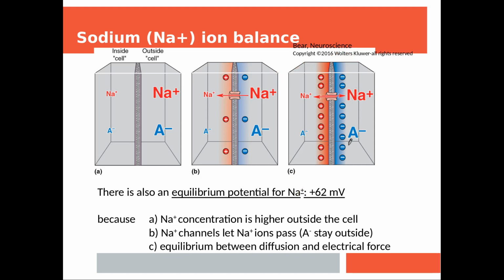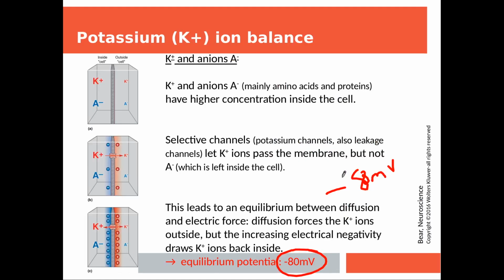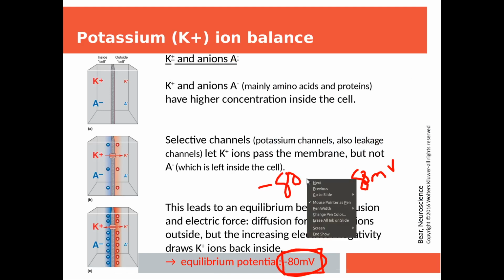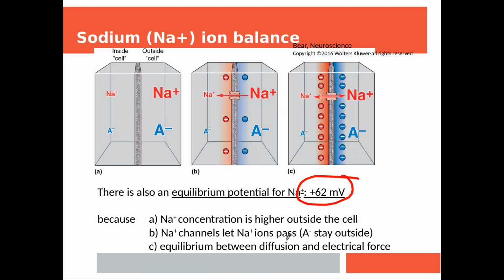So what that means is if you leave the cell alone, it tries to raise the membrane potential up to 62. If you only had sodium and these other anions, right? If you only had sodium, the inside would be plus 62. If you only had potassium, the inside would be negative 80 millivolts. So that's what this equilibrium potential means. It's the potential that it tries to achieve.